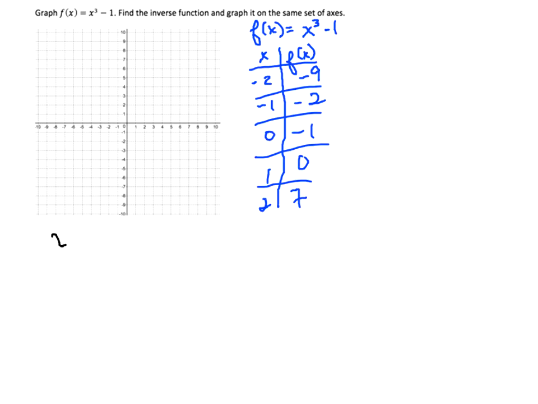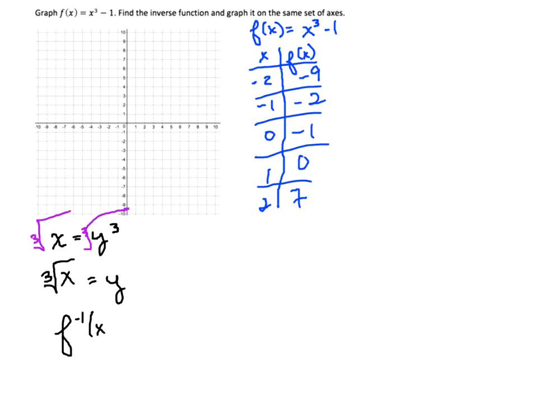So let's find the inverse function. So I'm going to flip-flop my x and my y. x equals y cubed. Take the cube root of both sides. Taking the cube root of something cubed leaves just that thing. So this is y equals the cube root of x. So f inverse is equal to the cube root of x. And let's make an f inverse table over here. The cube root of x. Oops, I forgot the minus 1. x cubed, let me redo that.